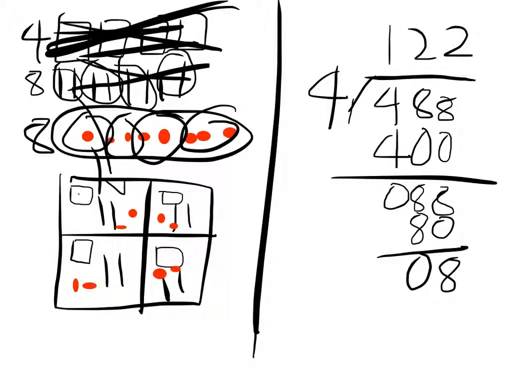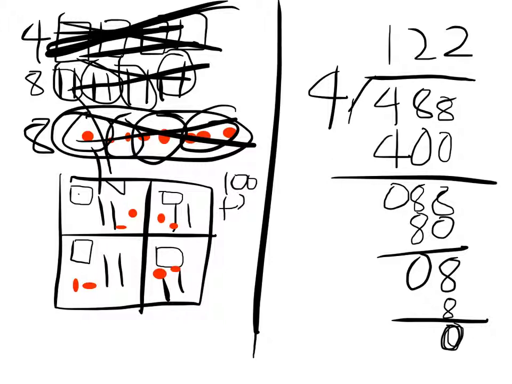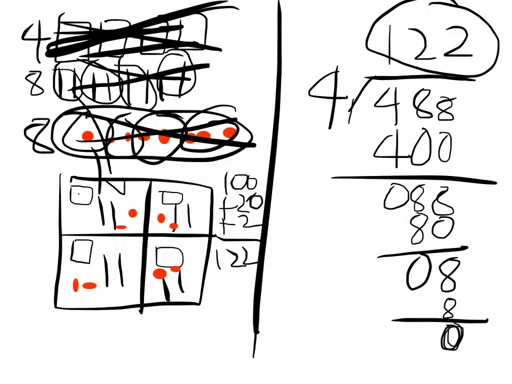So over here, 4 times 2, 2 times 4 is 8. Written 8 there, and then we subtract. Nothing's left over here, nothing's left over here. And now all we get is a 0. So that means our division problem is done. And as we can see right here, the answer is 100 plus 20 plus 2, which equals 122. And as we can see, our answer is right there.